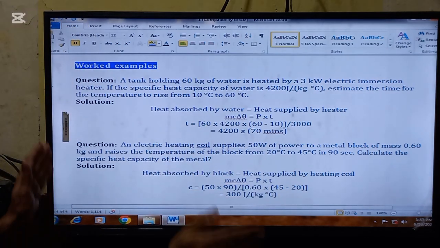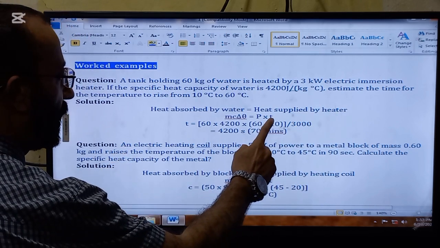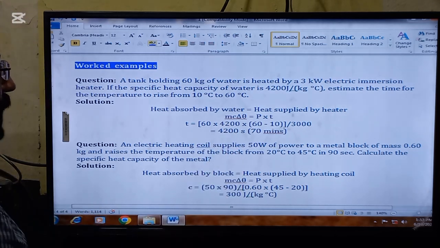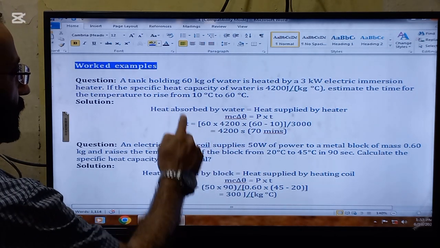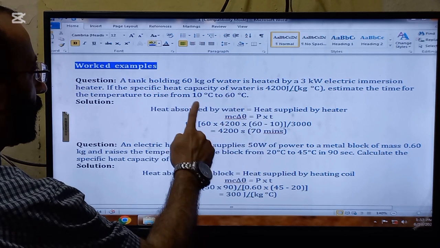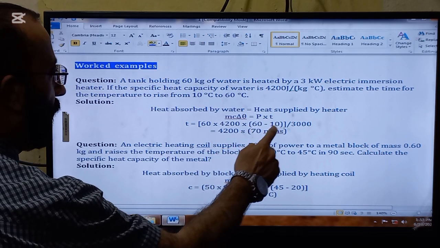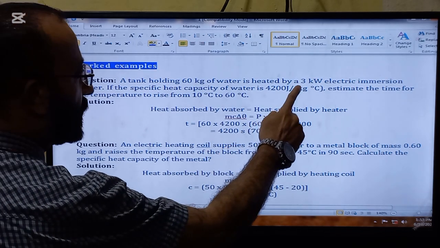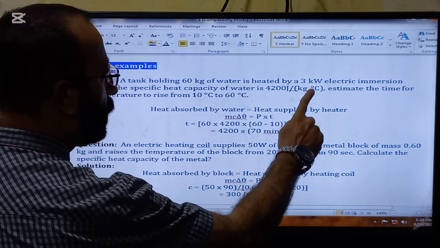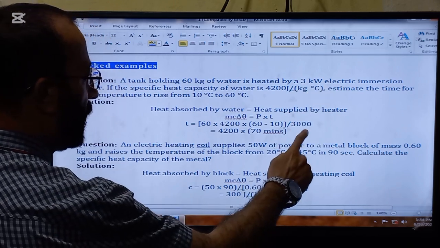Now we are going to put the values in it, and because time is the requirement, t will remain here and P will come to the denominator. So m is given 60, c is given 4200, Δθ is 50 degrees, so 50 will be there, over P, that is given 3 kilowatt. The standard unit is watt, so this 3 kilowatt will be converted to watt, so 3000 will be placed here.